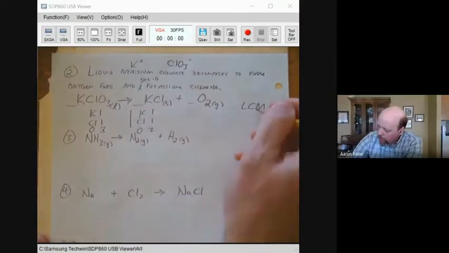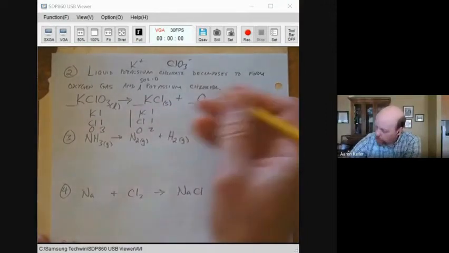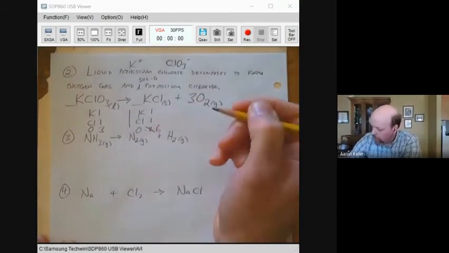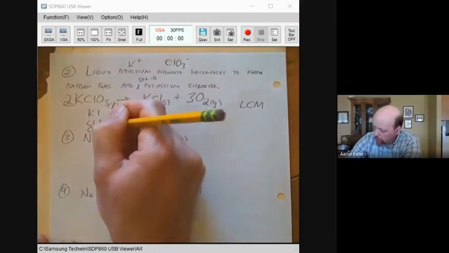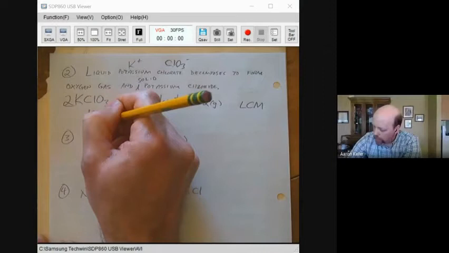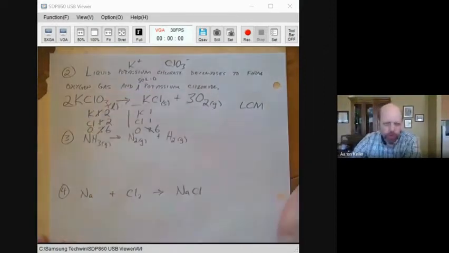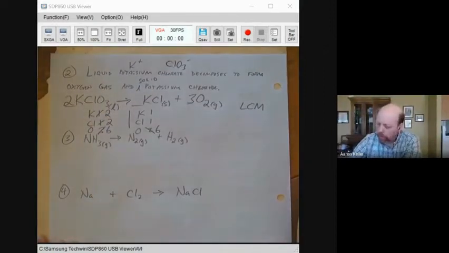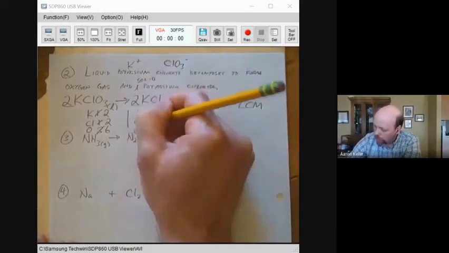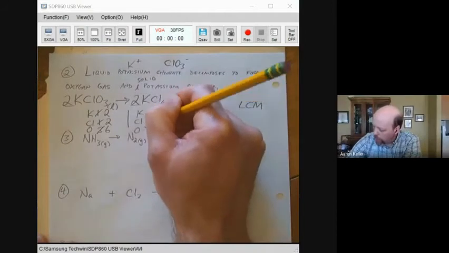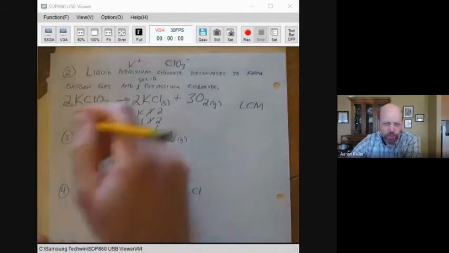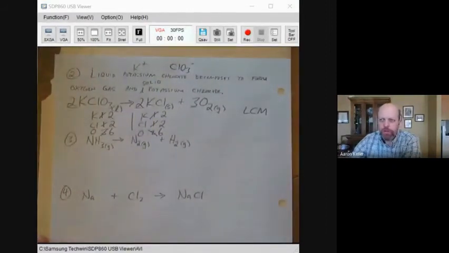Okay, but the least common multiple of 2 and 3 is 6. So to get 6 oxygens on this side, I just multiply the 2 by 3 to get 6. On this side, I'm going to multiply the 3 by 2 to get 6. Now, that does change everything in the molecule when I put a coefficient in front. So now I have 2 potassiums and 2 chlorines. But that's pretty easy in this case. I could just put a 2 in front of KCl on the right-hand side, and I get 2 potassiums and 2 chlorides. All right, so now we've got a balanced chemical equation that matches with its description in words.